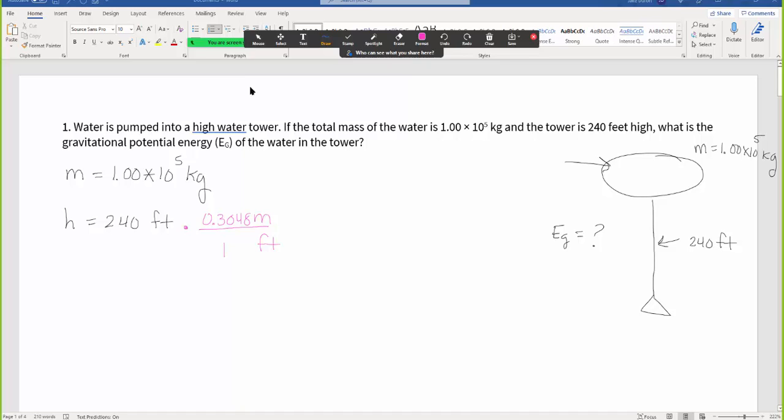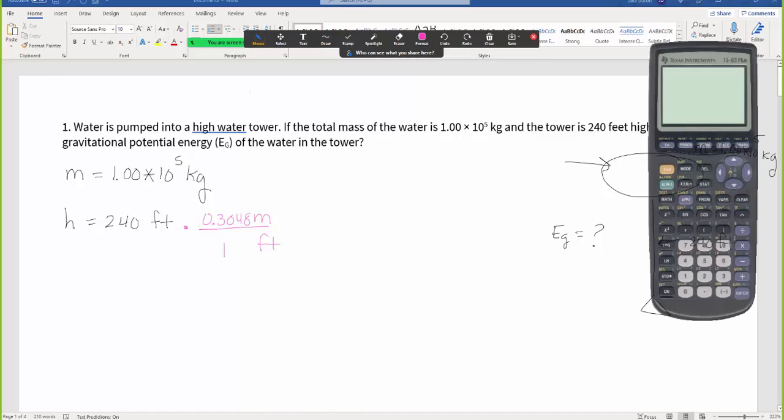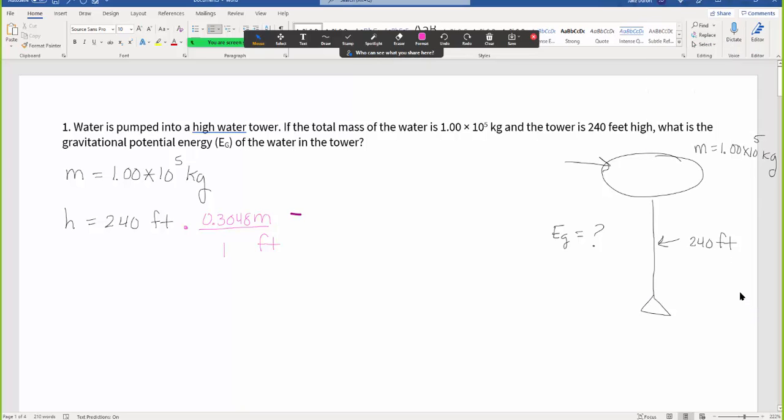All right, and when we multiply those out, you know what, I'll do it on the calculator so you can watch how to do those. So you can do it on your own calculator as I'm doing it here and then compare. So we're going to do 240 times 0.3048. And we get 73.152.